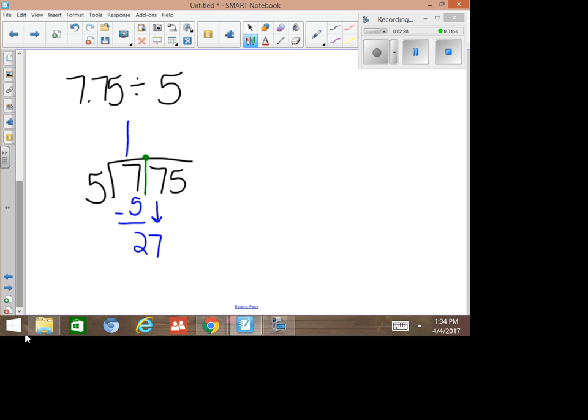So how many times will 5 go into 27? 5, right? And that's 25. So 27 minus 25, I get 2 again. Bring down that 5. And then I get 5 again. So my answer is 1.55. It's not bad. Hardest part is keeping your decimals in line. Keeping your place values in line.